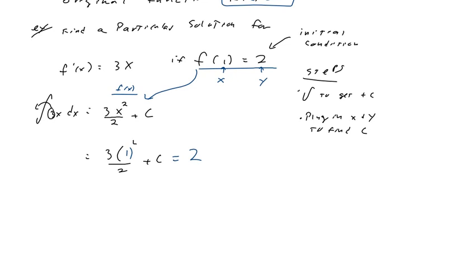And now I can solve for c. Let's see. 1 squared is 1. 3 times 1 squared is 1, divided by 2, that's going to be 3 over 2, plus c equals 2. If I subtract 3 over 2 from both sides, that means that c is going to equal, let's see, 2 is 4 over 2, minus 3 over 2, c is 1/2.